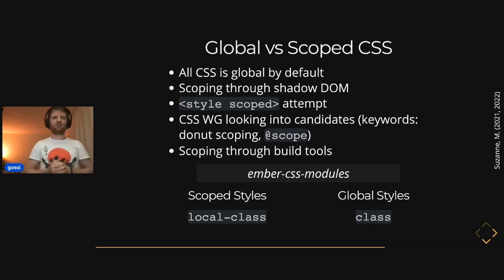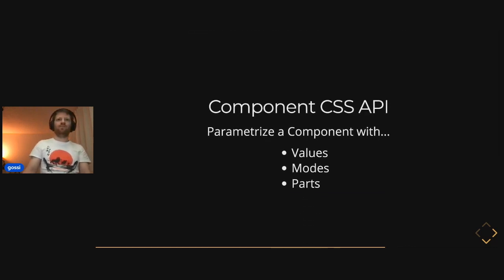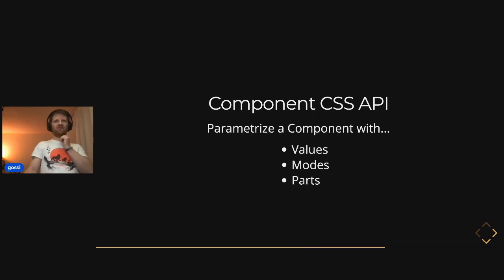So throughout the presentation, I most of the time already used local class, and for this section it's even more important, as there's a difference between local class and class, and I will go over that, but just a heads up of what you can expect. So for the actual component CSS API that we are looking into, we want to parameterize a component with values, modes, and parts.